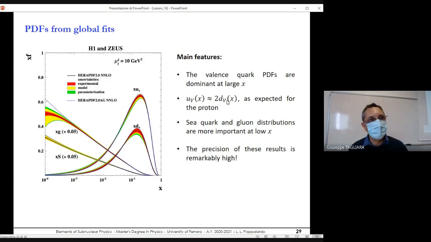So what we can learn from these kinds of distributions: the valence quark PDFs are dominant at large x, as I was mentioning before. You can see here the up quark valence in the proton is almost double the one of the down quark, as expected, because we have two up quarks and one down quark in the proton. The sea quark and the gluon distributions are more important at low x, and overall, as you can see, the precision of these results is remarkably high. Part of the uncertainty is due to experimental results, part is due to the parameterization, part to the model. So part is theoretical, part is experimental uncertainty. Nonetheless, after 50, 60 years of deep inelastic scattering, we have now reached a very precise understanding of the momentum distribution of quarks inside the proton.